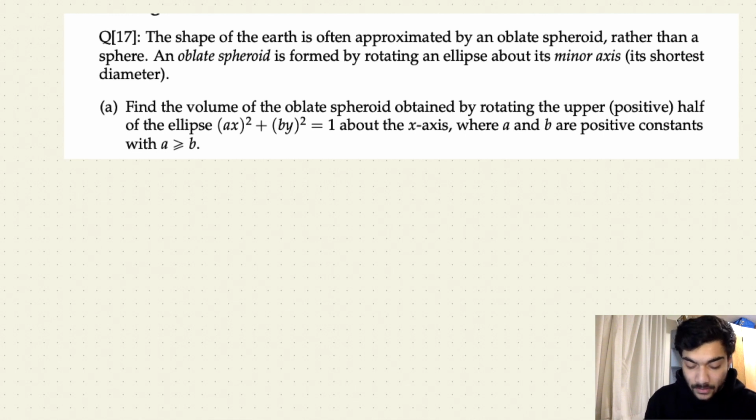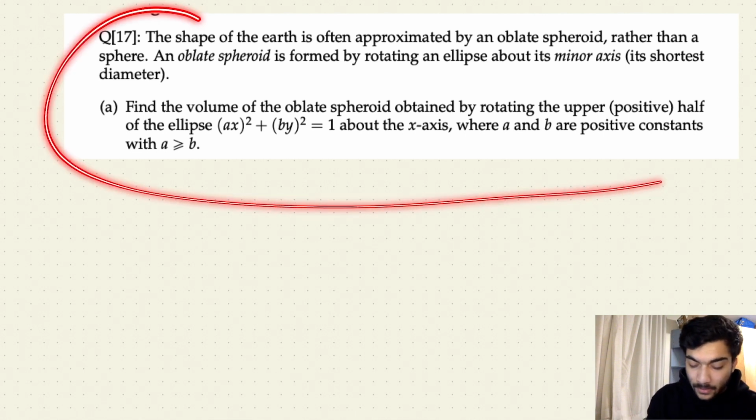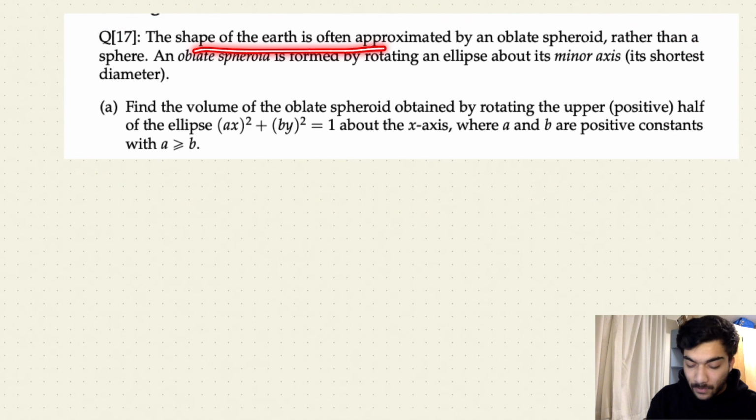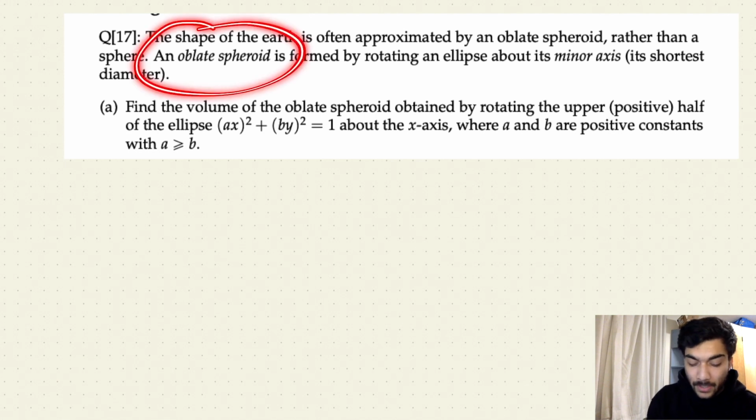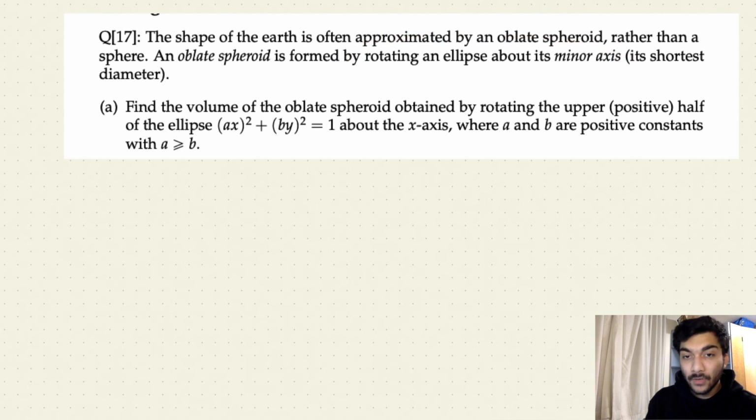So in this question, you have been provided this information that the shape of the earth is often approximated by an oblate spheroid rather than a sphere. So the shape of the earth is not a sphere, it's an ellipsoid. What is meant by an oblate spheroid is a shape formed by rotating an ellipse about its minor axis. The minor axis is the one which has the shortest diameter in this case.